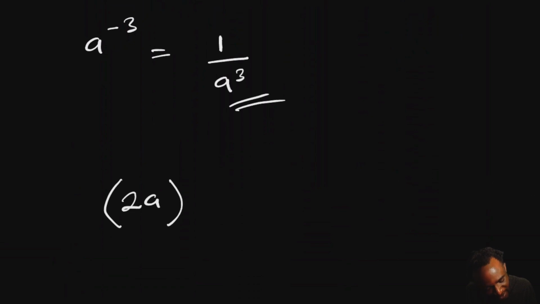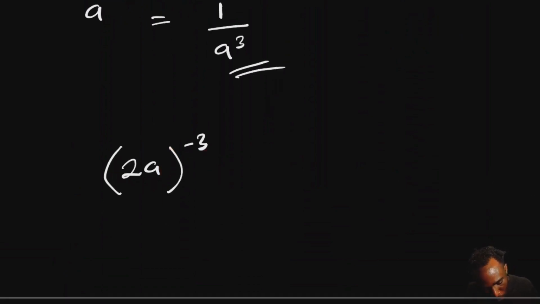So an affected base: 2a raised to the power minus 3. This means that, like in the previous law, the powers of powers law, this minus 3 is affecting whatever is inside the bracket. So what are we going to have in this case? We are going to have 1 divided by the affected base. All this here is the affected base. So the affected base is 2a.